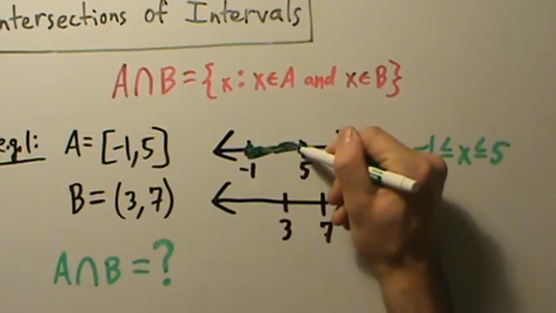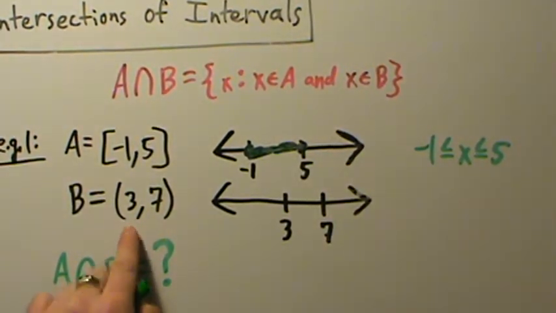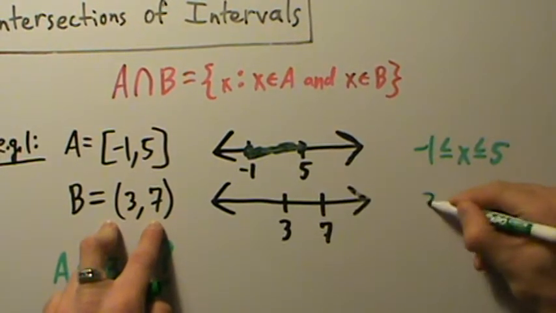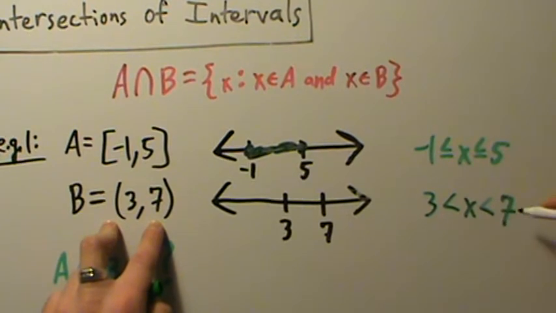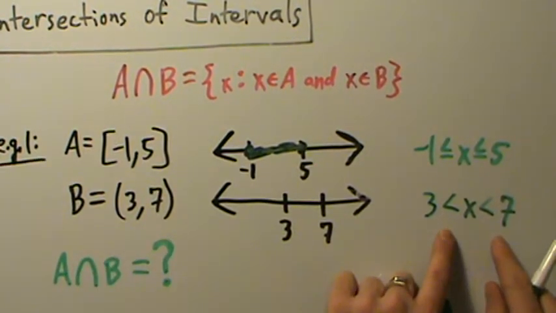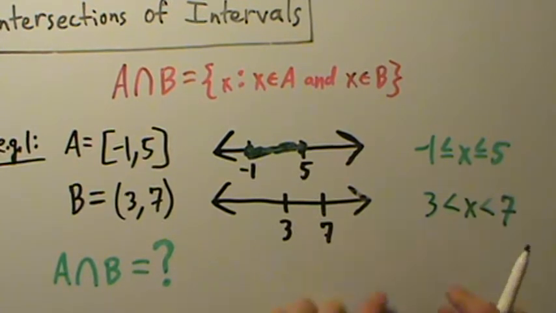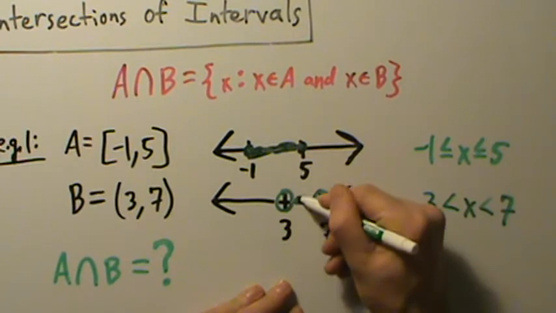Okay, and then here from 3 to 7, we have, so this here means 3 is strictly less than x is strictly less than 7. Okay, because these rounded parentheses here, that means strict inequality. So we have something like this going on. And remember, strict inequality means open circle. So open circle on the 3, open circle on the 7, and then everything in between.